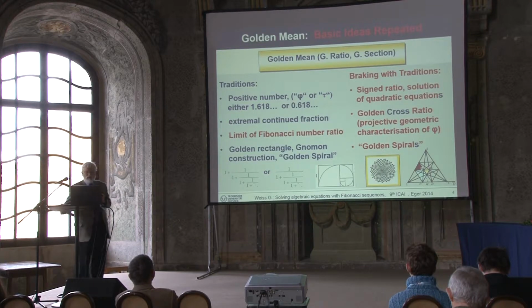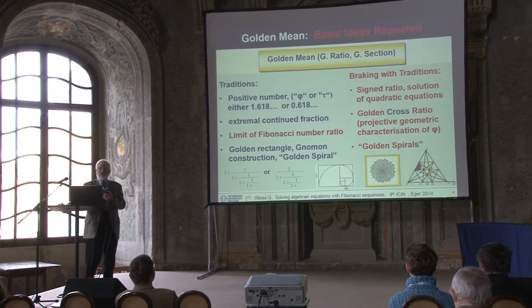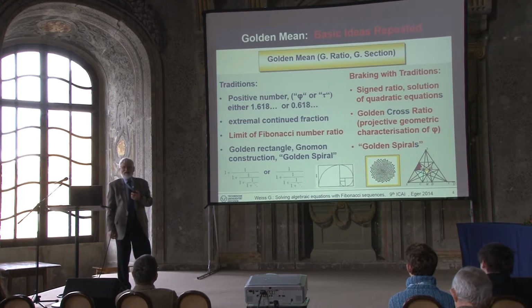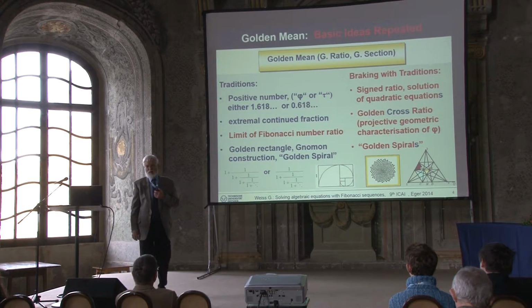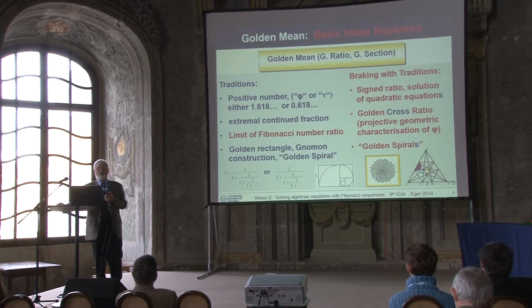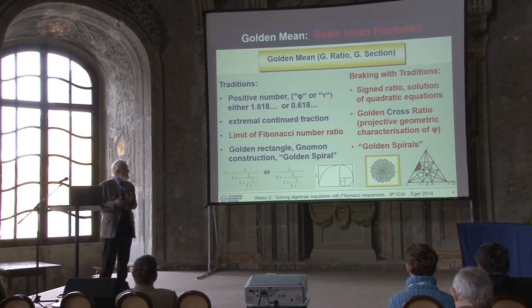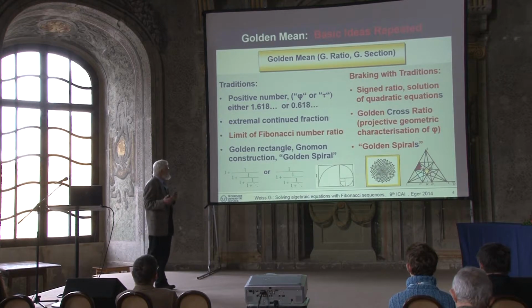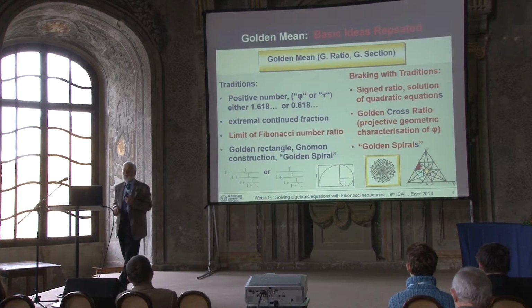Down there you see the continued fraction. You start with 1 point or with 1 over. And here you have a spiral, which some mathematicians call a logarithmic spiral. This is not the case. This is a biarc spiral. In fact, it's a biarc spiral with C1 continuity, which consists of quarter circles.